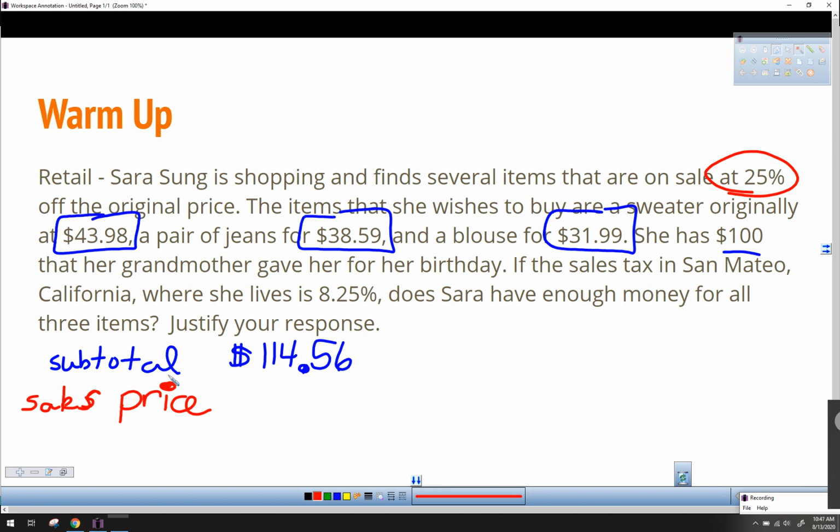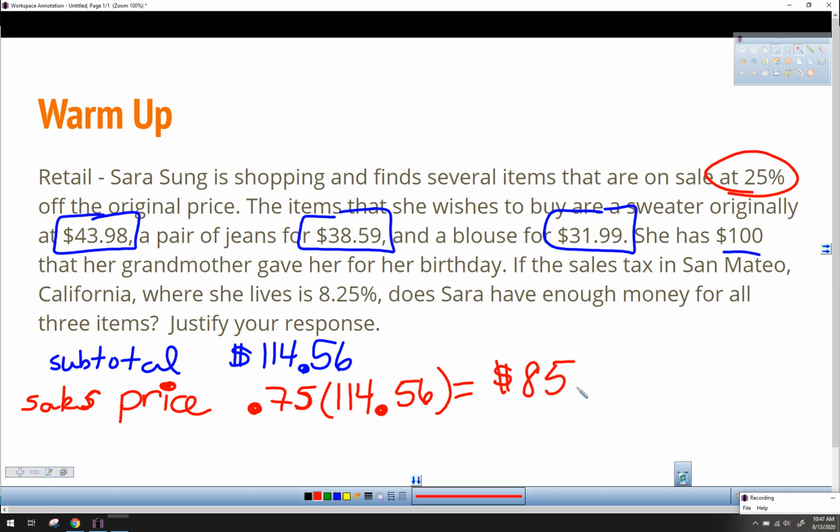The quicker way, though, would be, if it's 25% off, that means you're only paying for 75% of the original cost. So the quickest way would simply be to take the $114.56 and multiply that by 0.75, which means that the items on sale would now give us a subtotal of $85.92. Okay, well that sounds perfect. She's got $100. I think she can afford it.